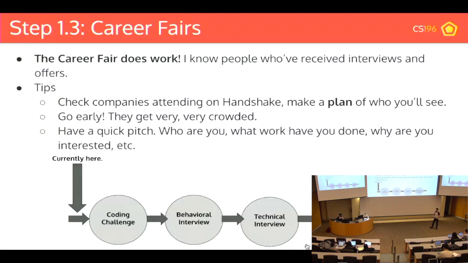Have a quick pitch. Don't walk up to a recruiter and just stare at them awkwardly, or just say hi. Walk up to the recruiter confidently and say your name, your major. Hi, I'm Sammy. I'm a computer science major. These are the places I've worked at. These are the projects that I've done. This is why I'm interested in working for you. Just have a quick little pitch, 30, 40 seconds. Don't spend too much time on this. That way you can actually spark a conversation with the recruiter and show that you're interested in his or her company.